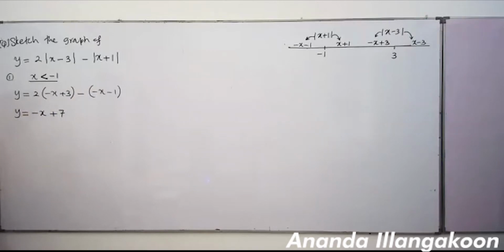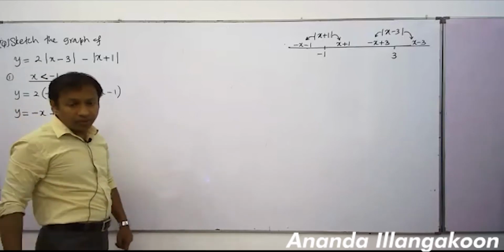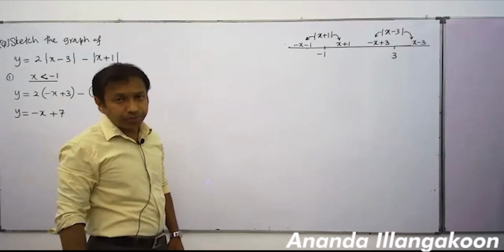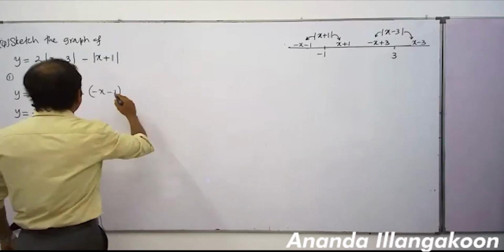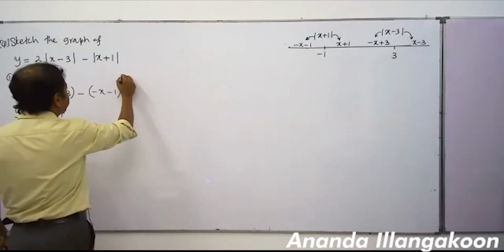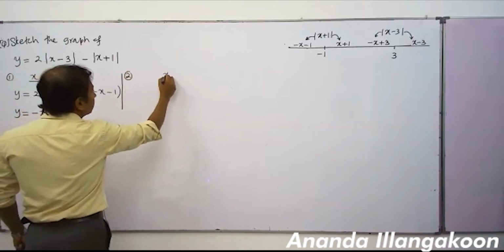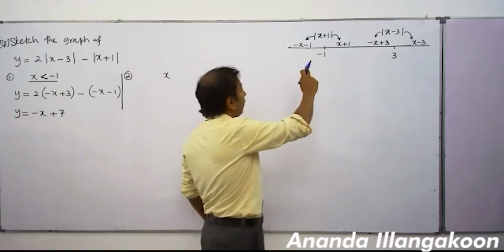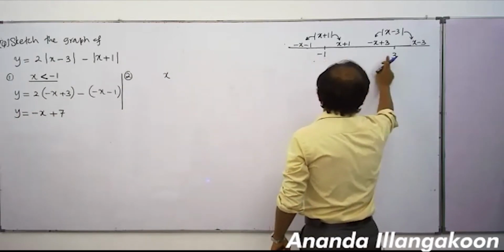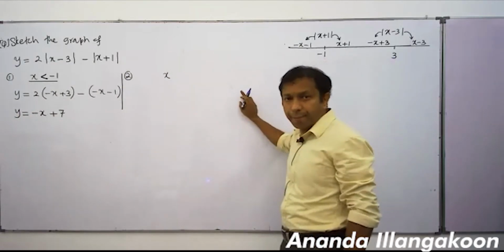Minus 2x here plus 6 minus 6. Here 6, here 1, 7. This is the graph. In the interval less than minus 1, we have drawn this. Second region, people. Number 2. The second region is this interval, minus 1 to 3. Okay?